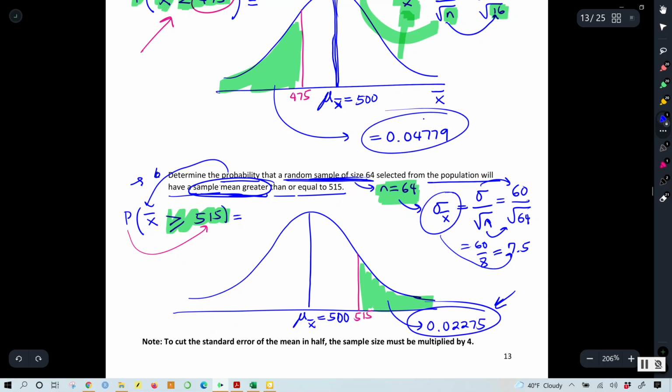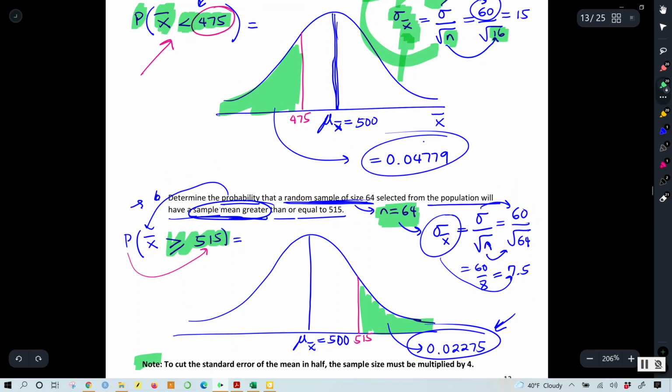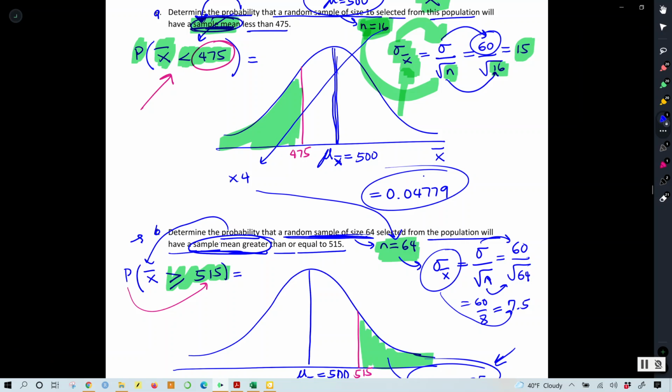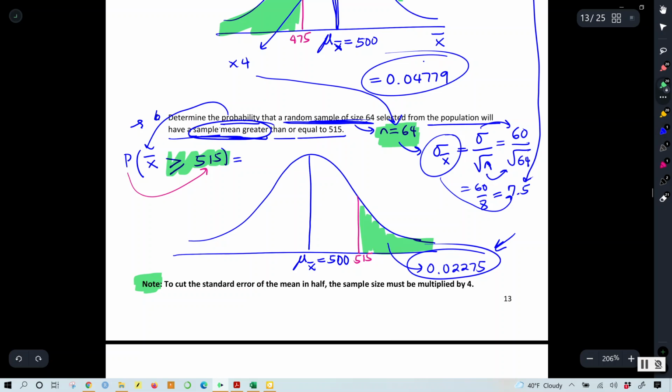All right. With that said, there is something to note. Did you observe that when n was 16, the standard error was 15? However, if I multiply my sample size by 4, I will get 64. So when I multiply my sample size by 4, what happens to the standard error? What do you think? From 15 to 7.5. The standard error becomes what? Halved.